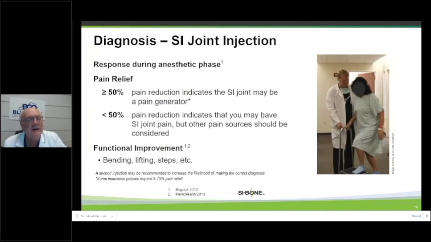So how much pain do we think we should get better? It should be much more than 50%. You know, most people say it's just 50%, but in my experience, if you get 80 to 90% pain relief from the local anesthetic, the problem is in your sacroiliac joint.